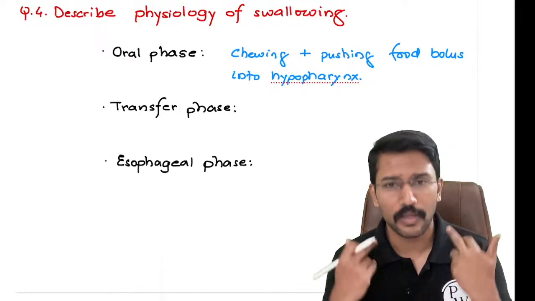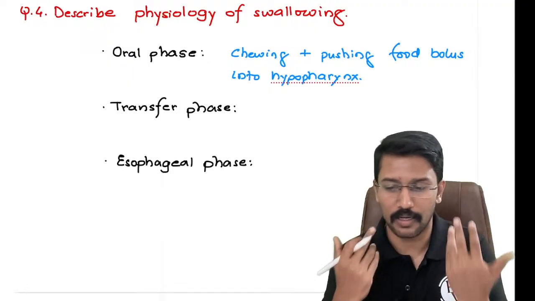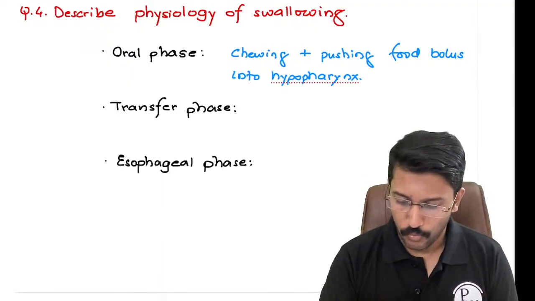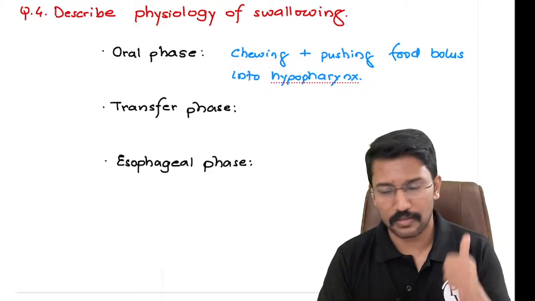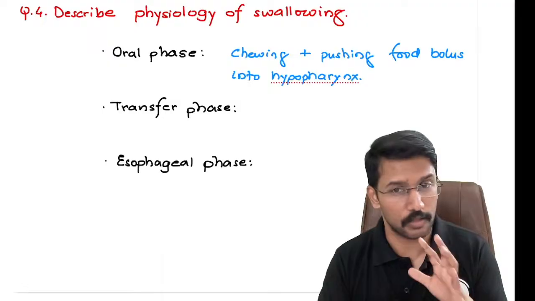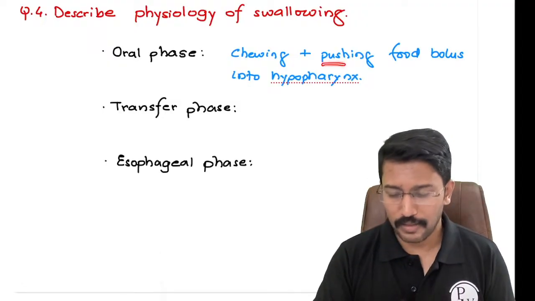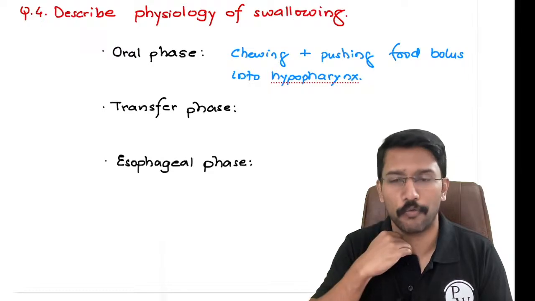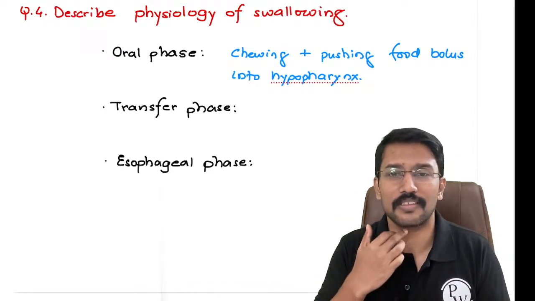So the main nerve is cranial nerve 5, that is the main supply to the muscles of mastication, but various other muscles of the face are supplied by the 7th cranial nerve, right? Okay. Now once I have done the chewing, that means my muscles of mastication are working fine and their nerve supply, mainly the 5th cranial nerve, is working fine. After that I have to push the bolus, whatever I have chewed, into the hypopharynx. This pushing action is done by the tongue.